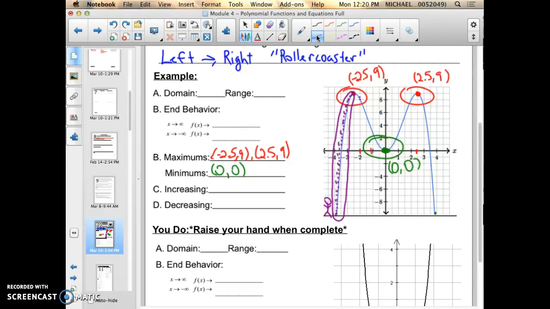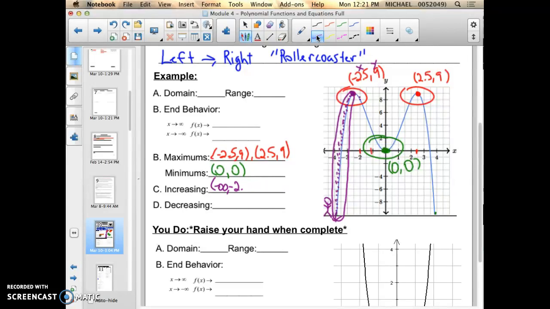So we've talked about this before. This line goes all the way down, so it's going to start at negative infinity. It goes all the way down and all the way to the left. So I start my roller coaster at negative infinity. It goes up, up, up. Again, we're reading left to right, horizontal movement, so I care about the x value here. The x value at this maximum point is negative 2.5.